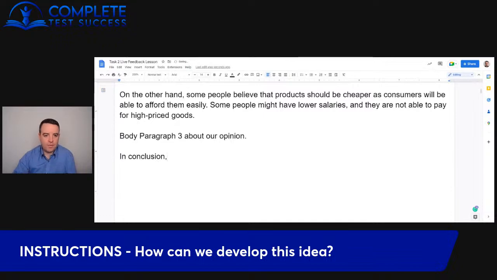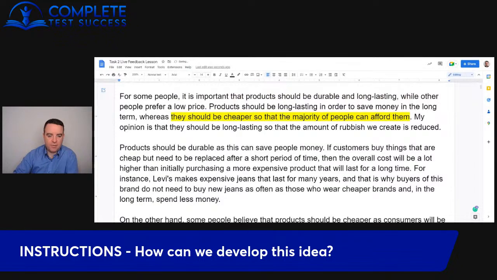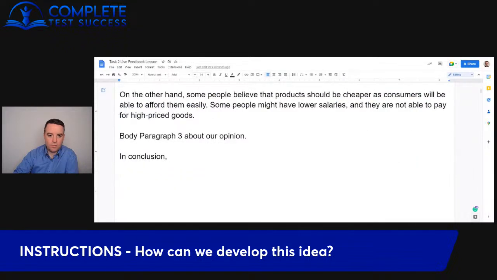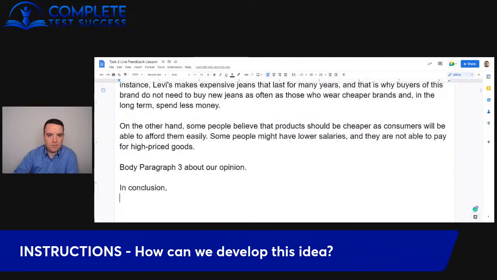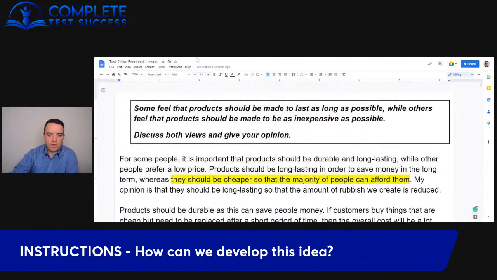And the conclusion would basically have all the information that we had up here. You know, what are the two views? What are the 3 main ideas? What's our opinion? So you would need all that information in there. So we've got a good way through it.